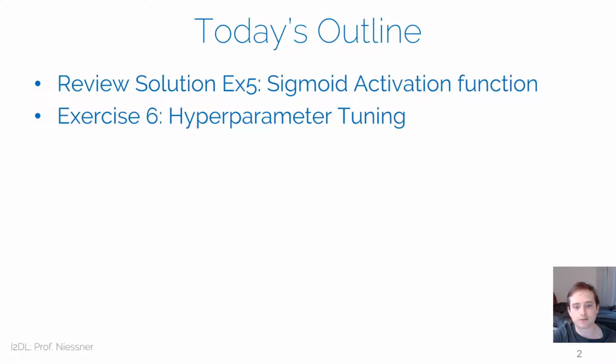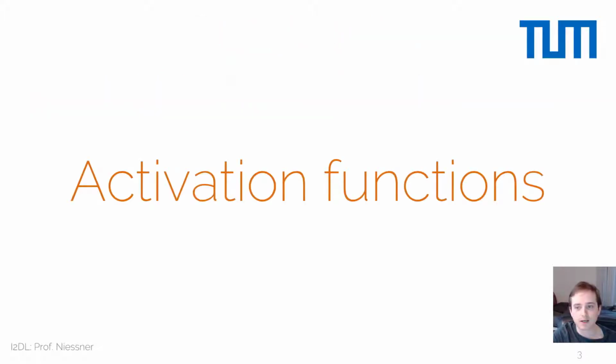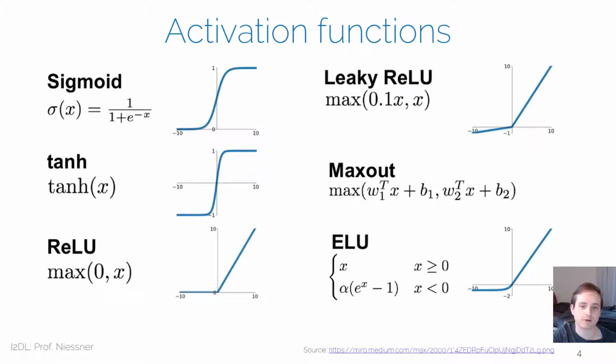So in the last exercise you had to implement the sigmoid activation function. And first, let's have a look again at some activation functions that you saw in the lecture. So there is the sigmoid and there's the ReLU that you had to implement in exercise number 5. And in exercise number 6, you will be implementing the forward and backward passes for tanh and leaky ReLUs.